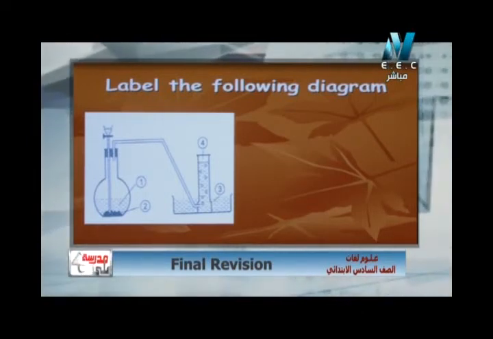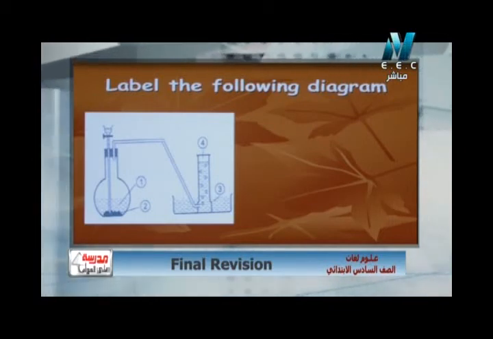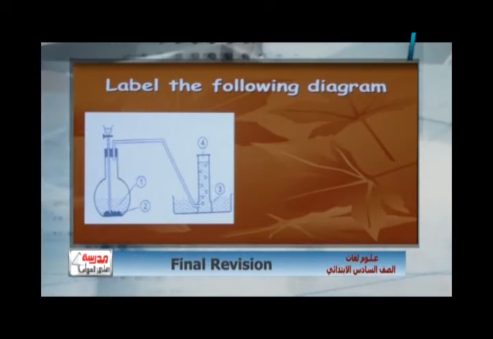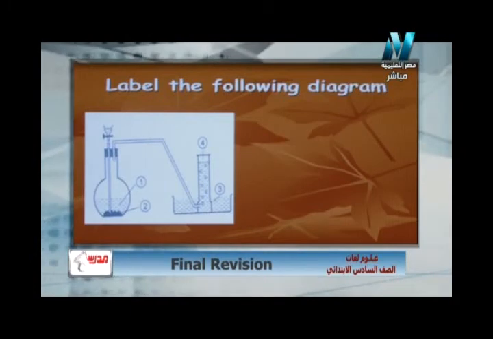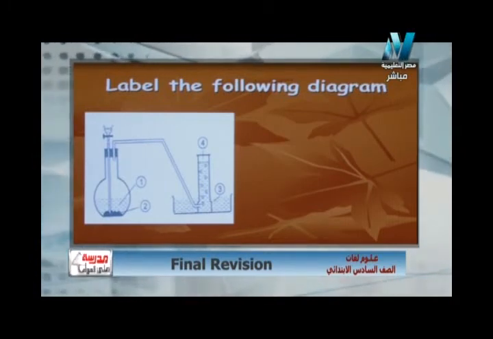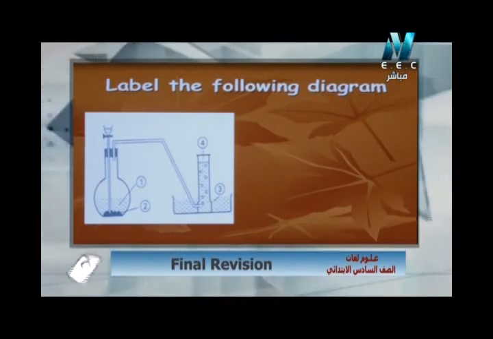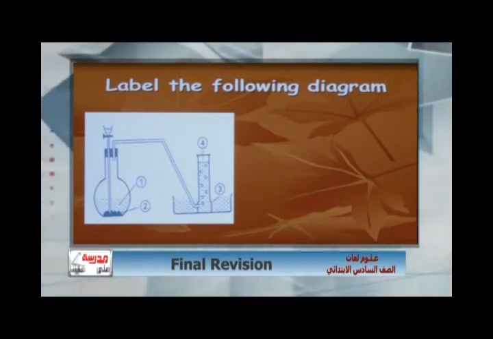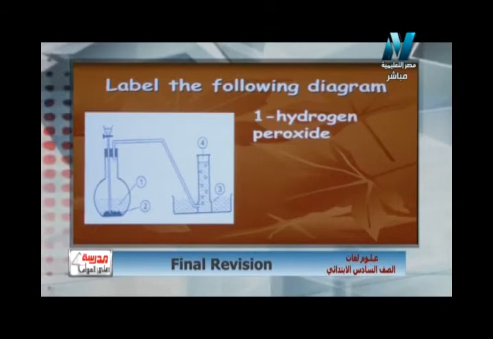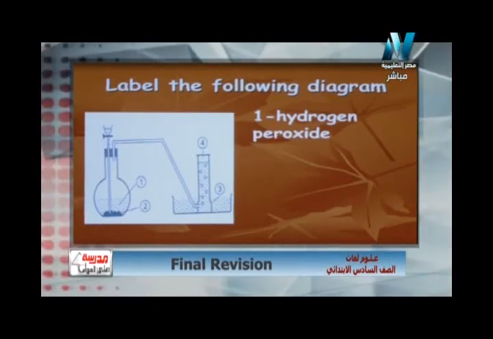By adding hydrogen peroxide, or oxygen water, to a catalyst substance, a material we call a catalyst, which is the manganese dioxide powder. So here I have what? I have number 1, hydrogen peroxide or oxygen water.